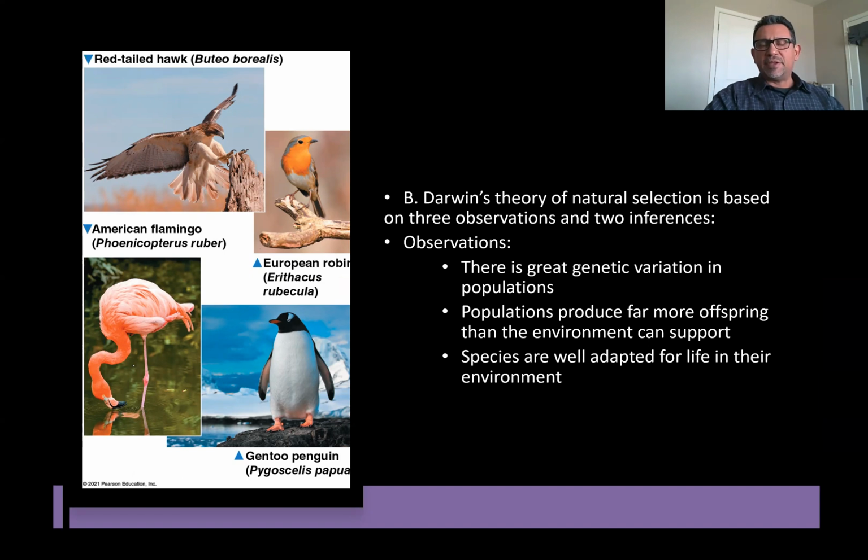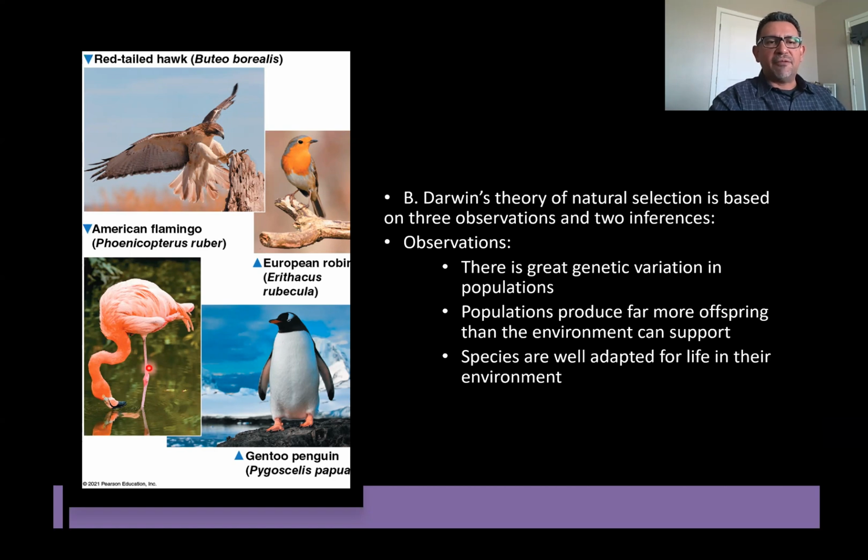And in his theory, he proposed 3 different observations about the natural world and 2 inferences. Let's take a look at those observations he made. One of those is that any population you can study, you can go and take a look at a population of red-tailed hawks, is going to show a great deal of variation within the population, within the species.